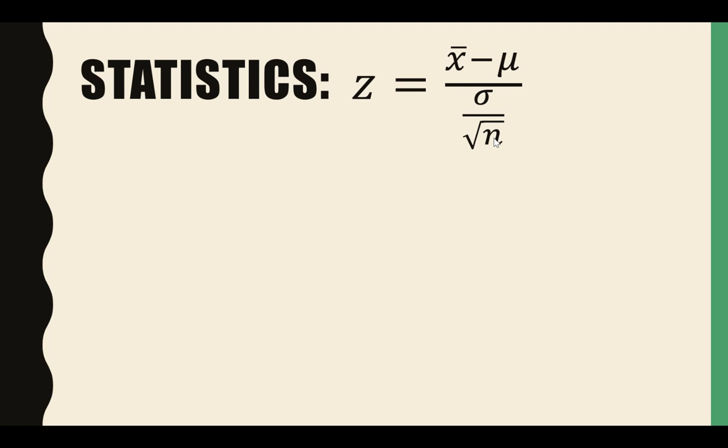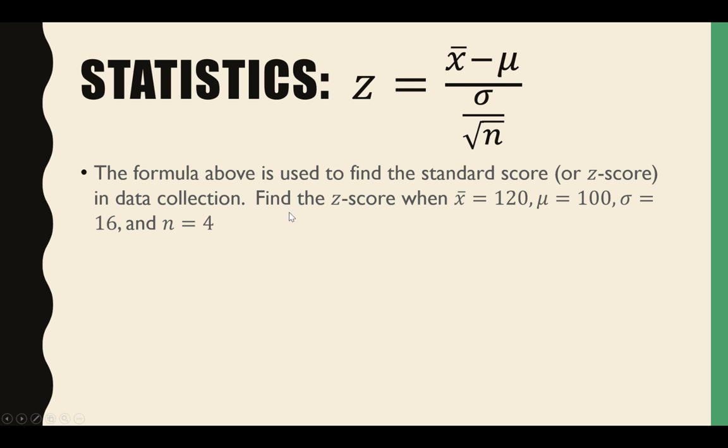So we have a lot of different letters we can use. Things like delta and epsilon and pi and theta and lambda. So you'll see those letters periodically. Just know that we're solving basically. The formula above is used to find the standard score. We call this a z-score when we're talking about data.